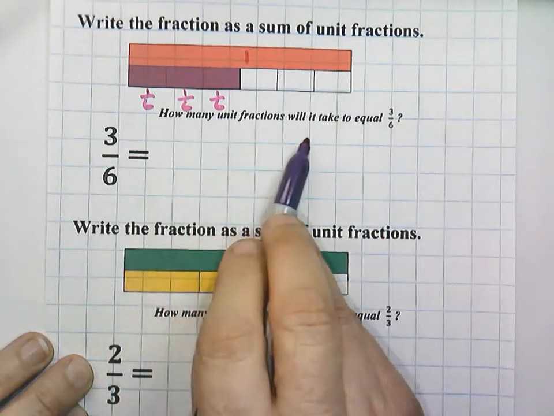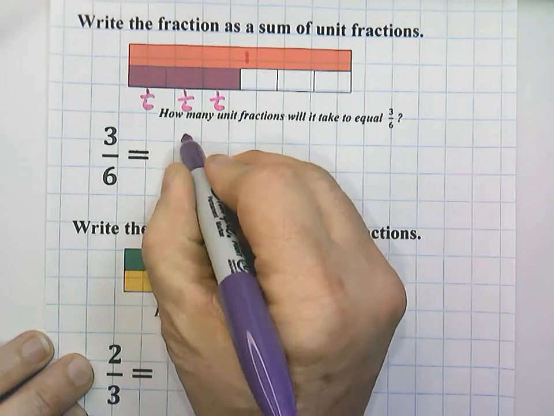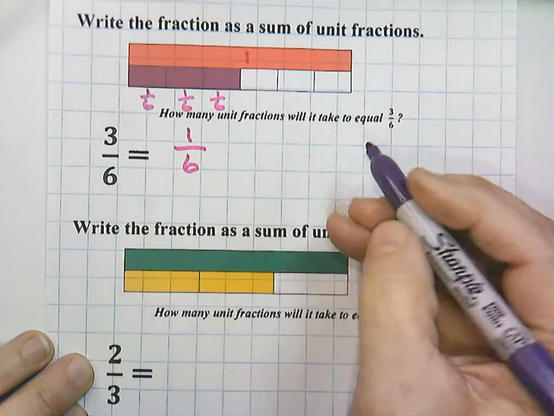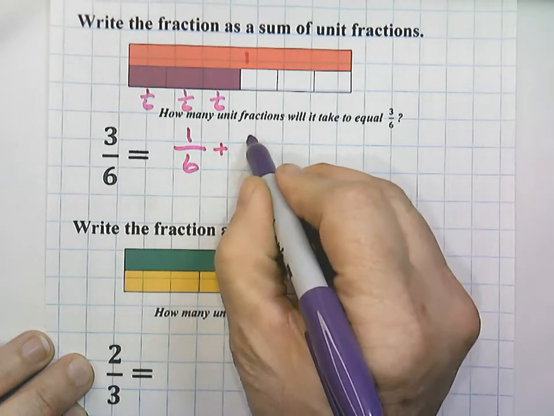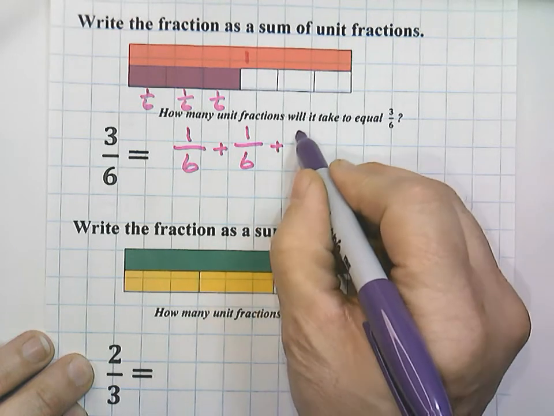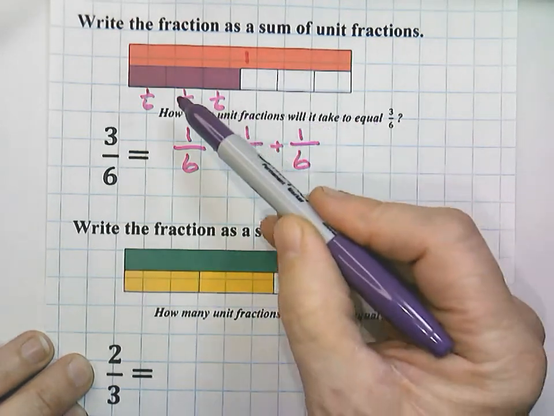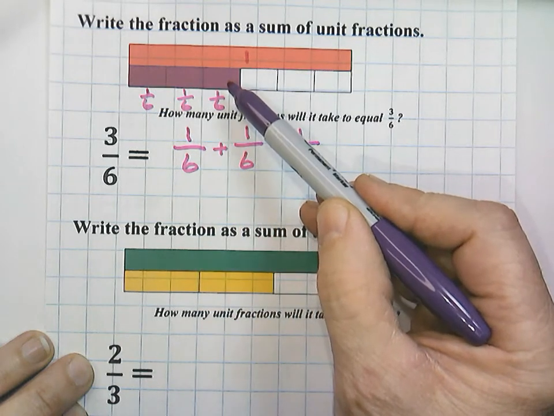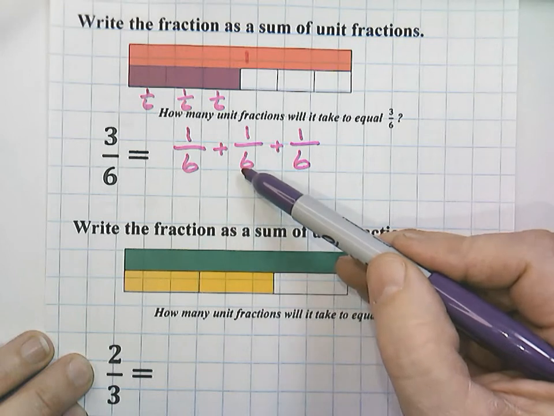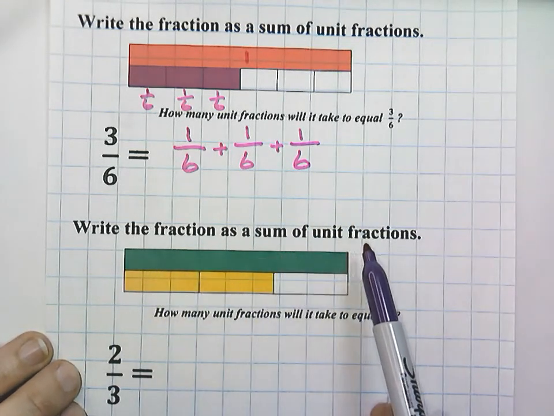So how many unit fractions will it take to equal 3/6? Well, what I would say is 3/6 is equal to 1/6 plus 1/6 plus 1/6. So notice that we had 1, 2, 3 shaded, and so we listed our 3 unit fractions, 1/6 plus 1/6 plus 1/6.